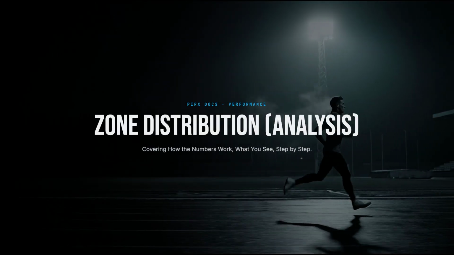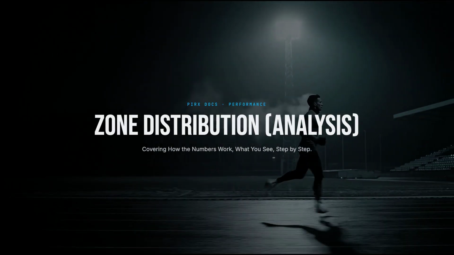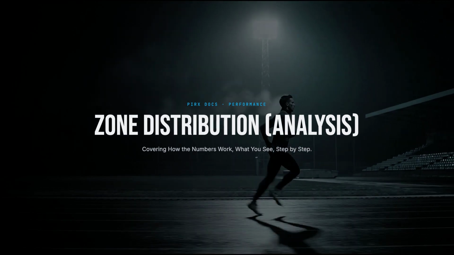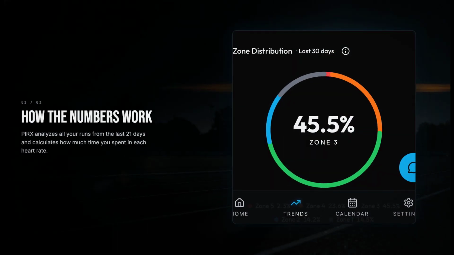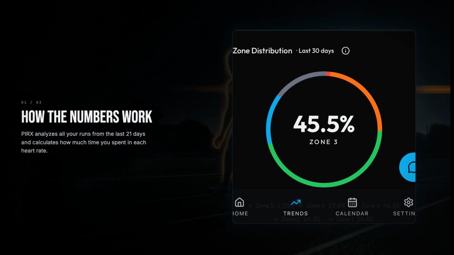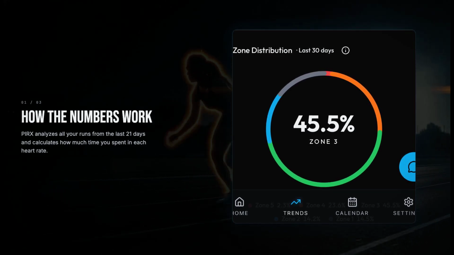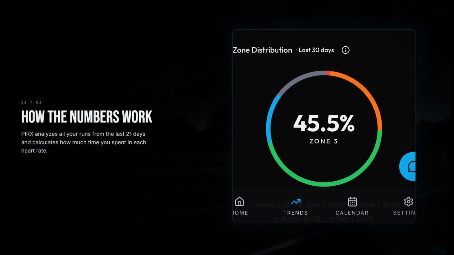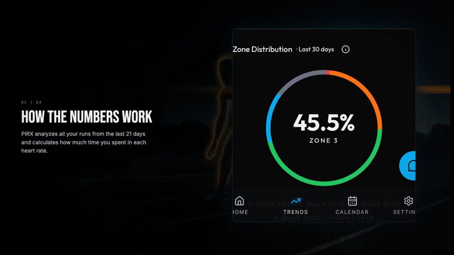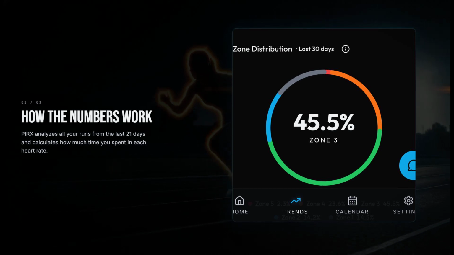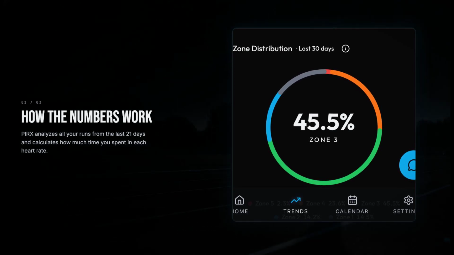Zone distribution analysis, covering how the numbers work, what you see step by step. PIRX analyzes all your runs from the last 21 days and calculates how much time you spent in each heart rate zone. Zone 2 efficiency measures whether your easy effort pace is getting faster at the same heart rate, a sign of improving aerobic fitness.